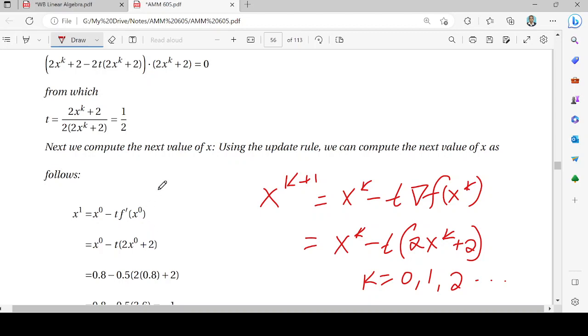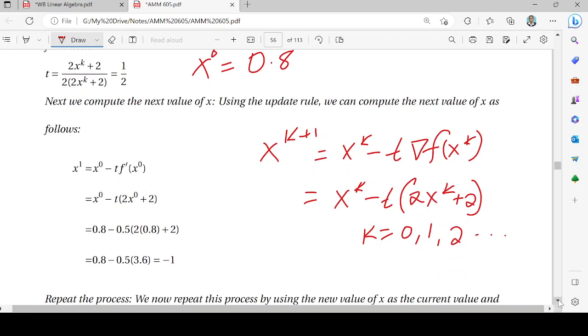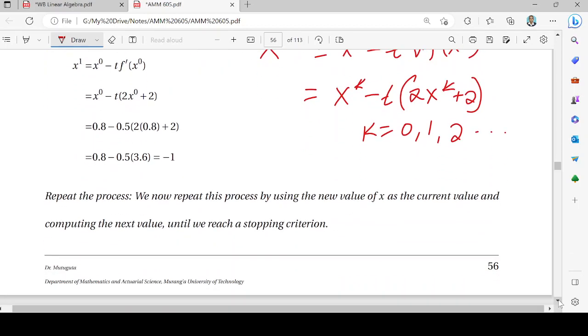But x_0 is 0.8. That was the initial point. So we substitute here. We get 0.8 minus 0.5, which is the value of t, times (2 times 0.8 plus 2). This will be 2 times 0.8 plus 2, which is 3.6. We multiply that by 0.5 and then subtract from 0.8, and we get −1.